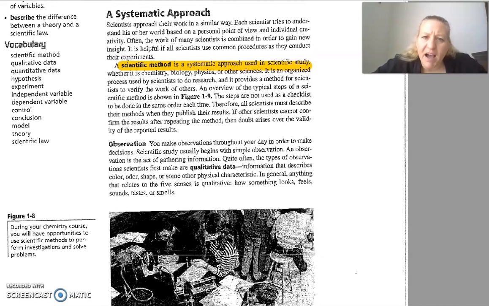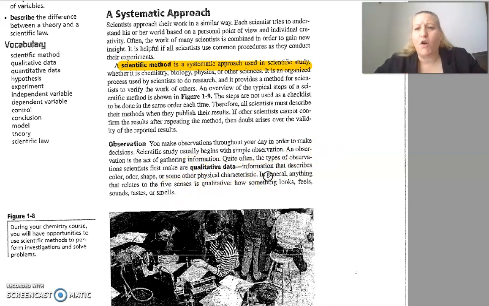Observation. You make observations throughout your day in order to make decisions. A scientist's study usually begins with a simple observation. An observation is the act of gathering information. Quite often, these types of observations scientists make are called qualitative data: information that describes color, odor, shape, and some physical characteristics. In general, anything that relates to the five senses, how something looks, feels, sounds, tastes, or smells. Again, qualitative data is a vocab word, so you're going to be writing down this definition.